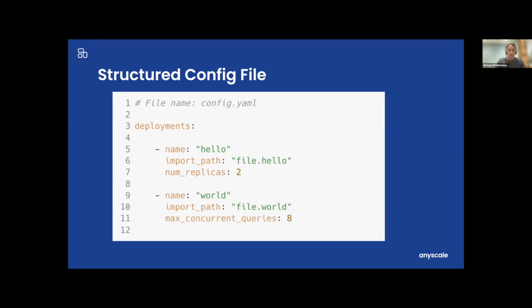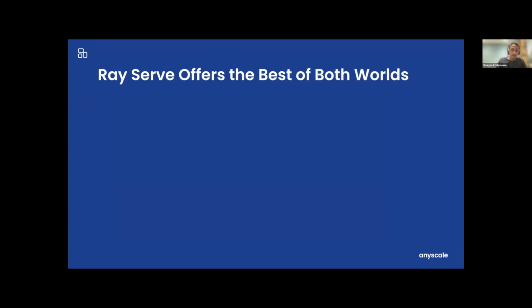Likewise, we have another deployment here, and it's named world, and it serves a maximum of 8 concurrent queries. It can be imported from the file module as well. All the configurations you don't see on this image, like the reactor options, are going to use defaults just like they would if you were working with a serve.deployment decorator. So with this config file, Ray Serve offers the best of both worlds. It can be used by developers and operators alike.